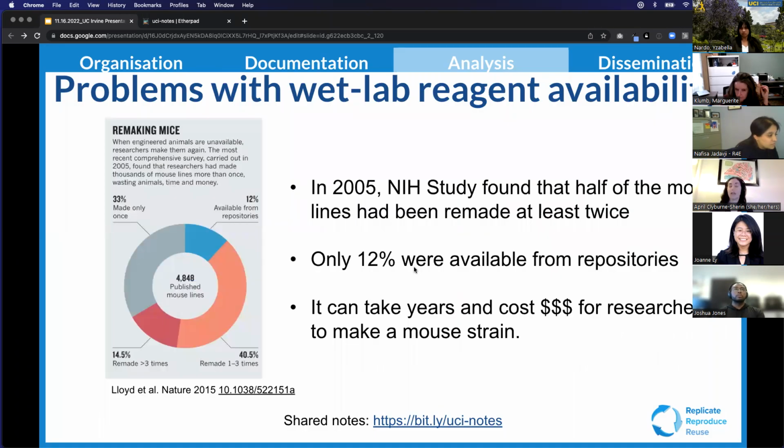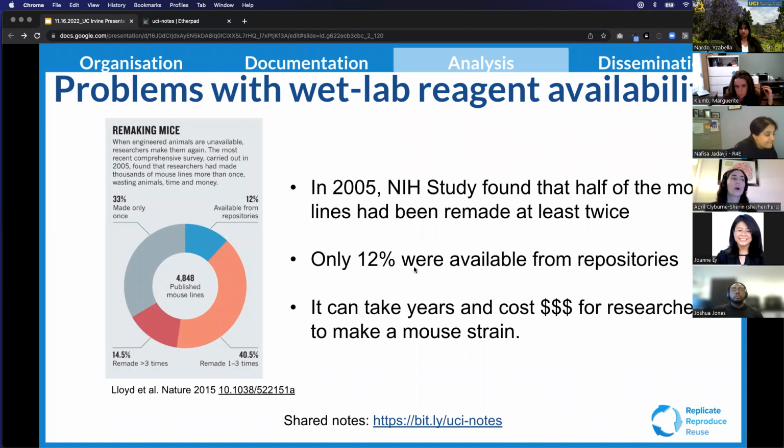We know this because there have been multiple studies on it. This is one that the NIH found a while ago. They found that half of the mouse lines had to be remade at least twice. And in this study of trying to access these research materials, only 12% of the papers that they reviewed had their mouse lines available in repositories.